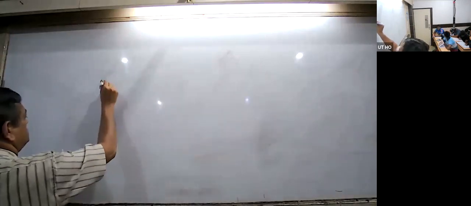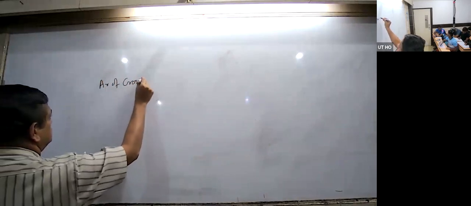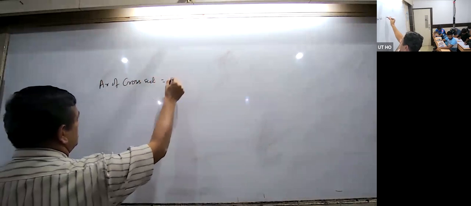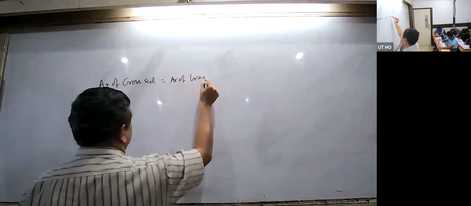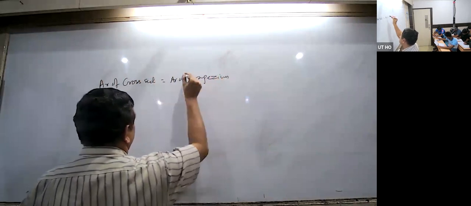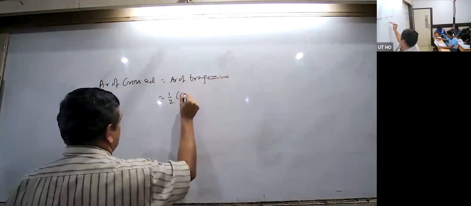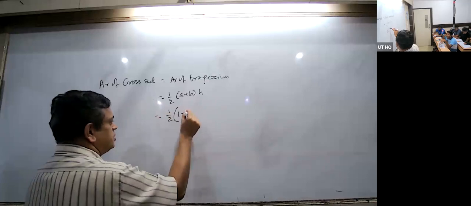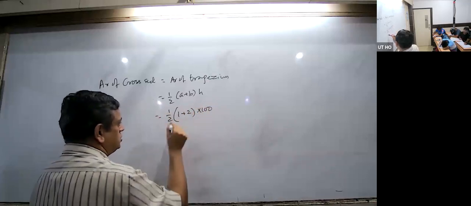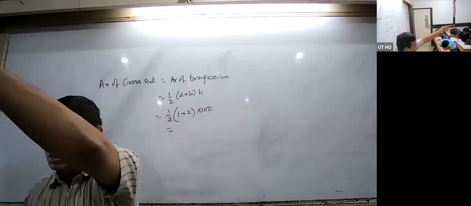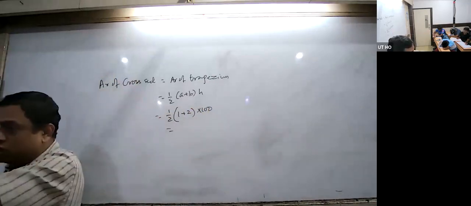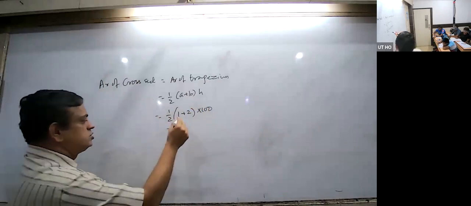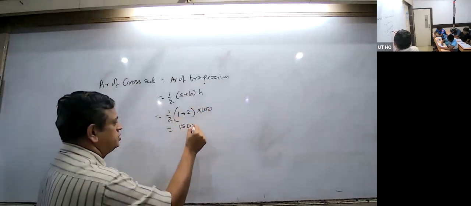Now, area of cross section is equal to area of trapezium. Do you know what is area of trapezium? Half times (A plus B) times the length. Parallel sides, 1 plus 2, times 100. Yes or no? Yes. This is 100. This is 1 meter. Other side is 2 meter. 1 plus 2, 300 by 2, 150 meters square.